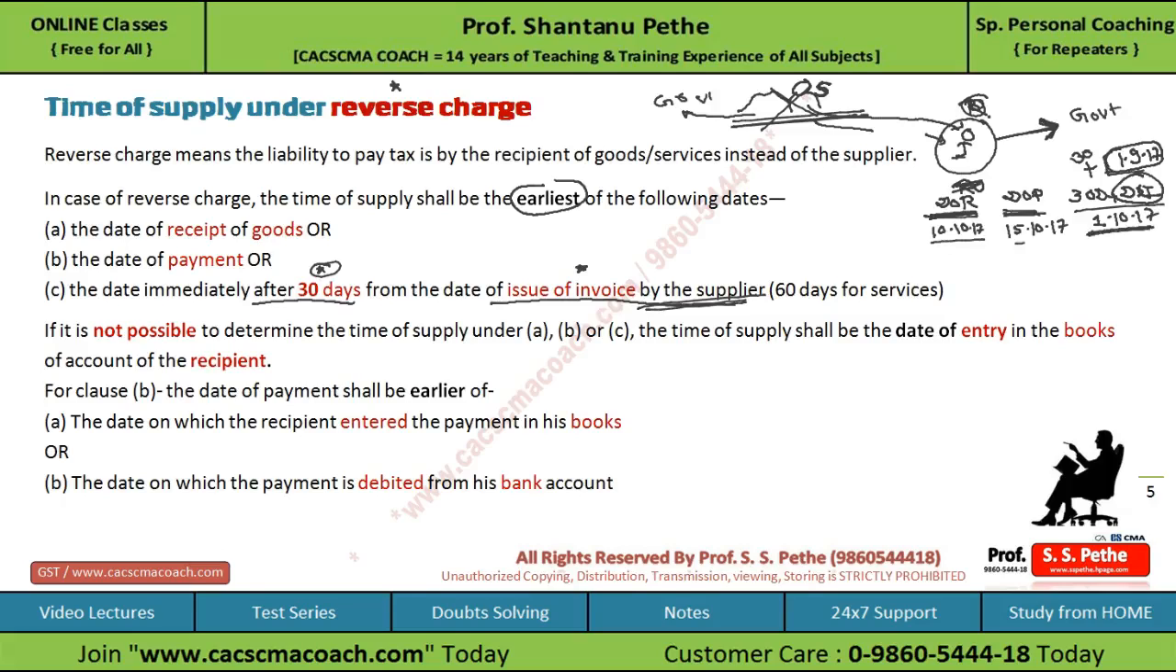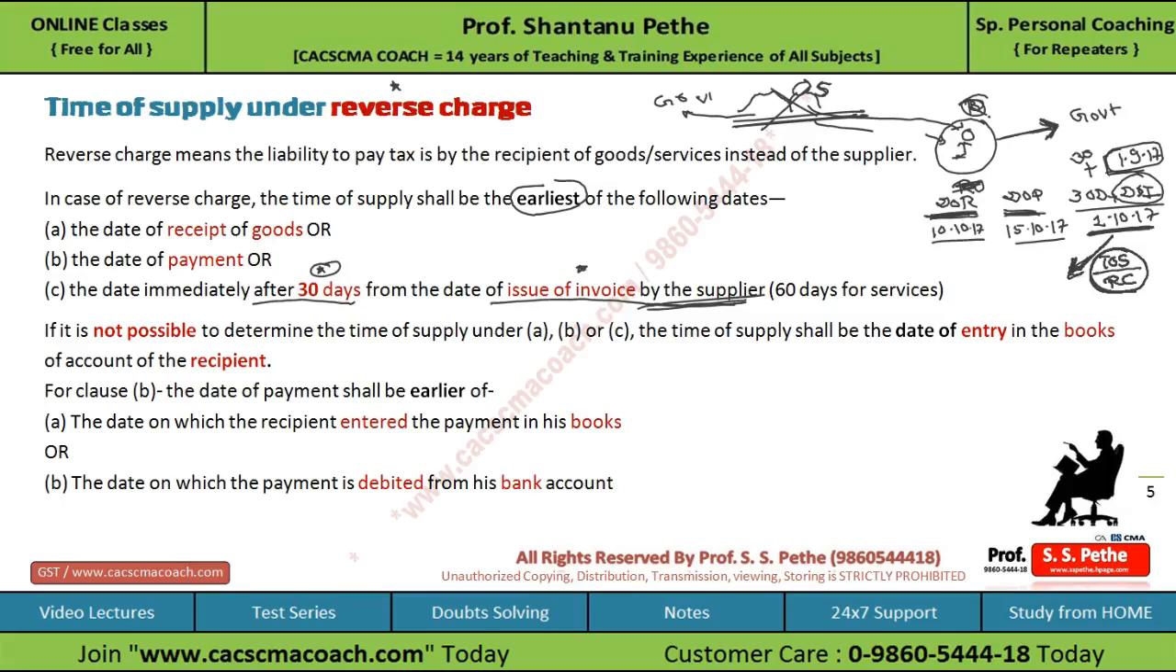Now you just have to select the earliest of these three dates. So here you can see that the earliest date is 1st of October 2017. So this will be the time of supply in case of a reverse charge. That is, in case of supply of goods under reverse charge, this will be the date of supply, or you can say the time of supply.